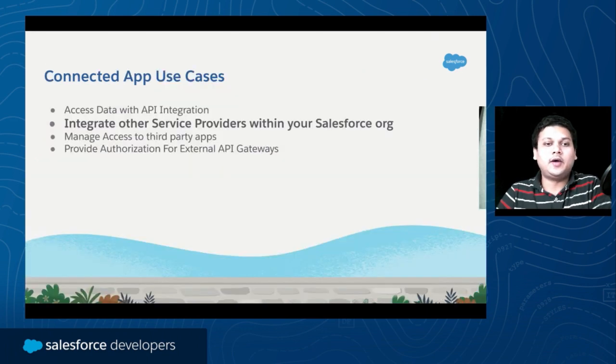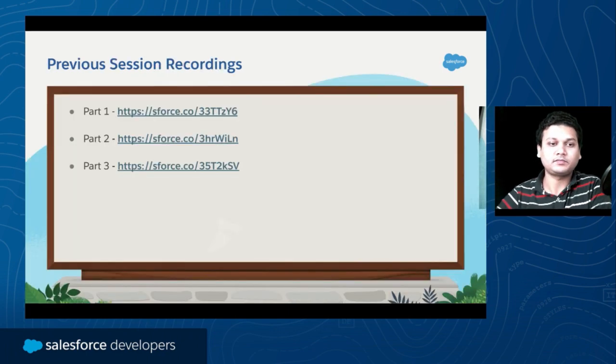So here are the connected app use cases that I want to remind everyone of, to show where we are. We explored a lot of the use cases like accessing data with API integrations, managing access to third-party apps, and providing authorizations for external API gateways. So today we're going to see how we can integrate other service providers within our Salesforce environment.